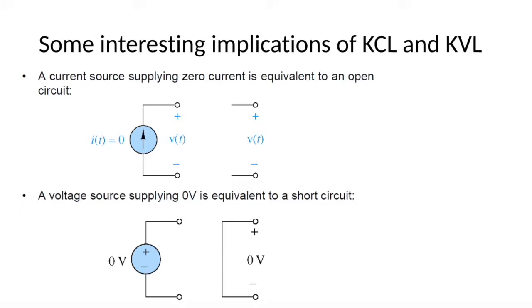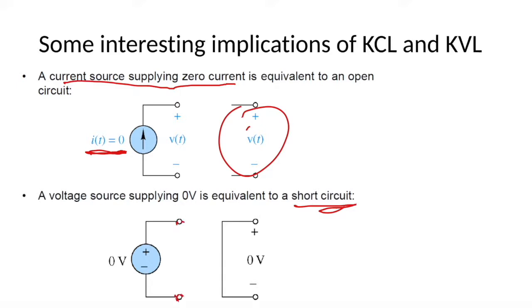Also, a current source supplying zero current is equivalent to an open circuit. When the current is zero, it means no current can flow through the wire, so we use an open circuit to represent a current source supplying zero current. And a voltage source supplying zero voltage is equivalent to a short circuit. Zero voltage on the voltage source means there is no voltage drop between the two terminals, so we use a short circuit to represent it.